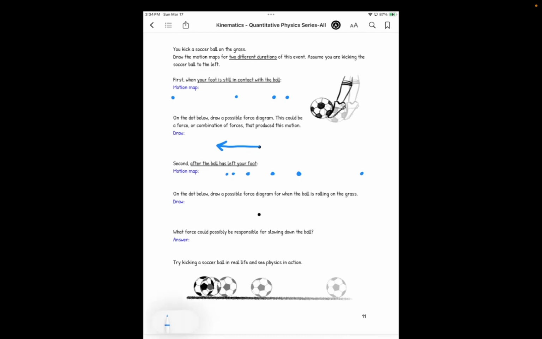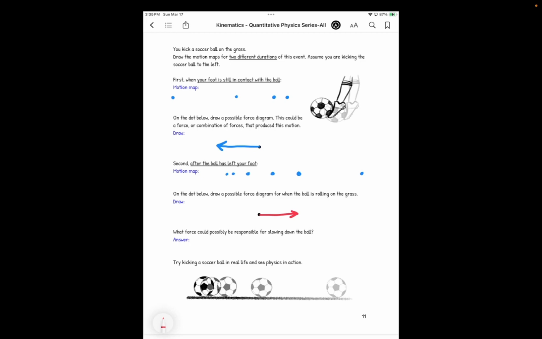What would be the direction of force on this, you think? What would be the direction of friction force, for example? Would it be to the right or to the left in this case? To the right. To the right, that's correct. Okay. So the motion map and force have relationship to each other, right?